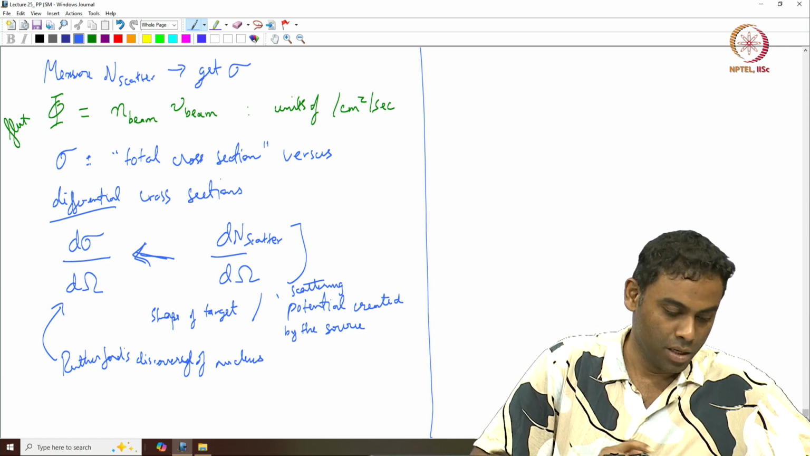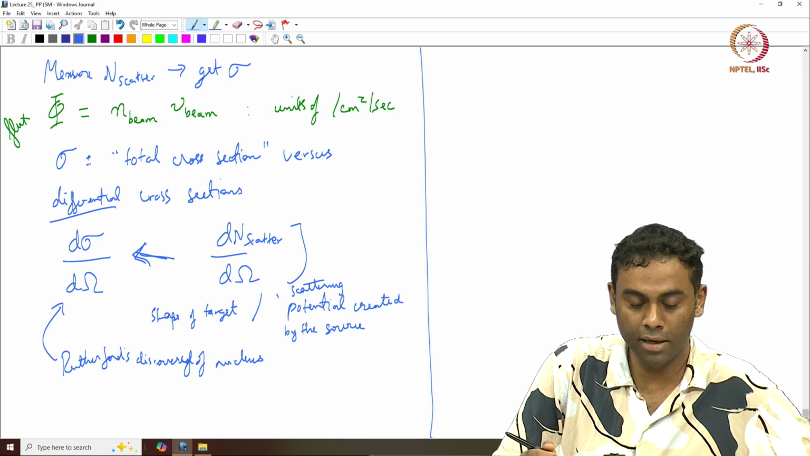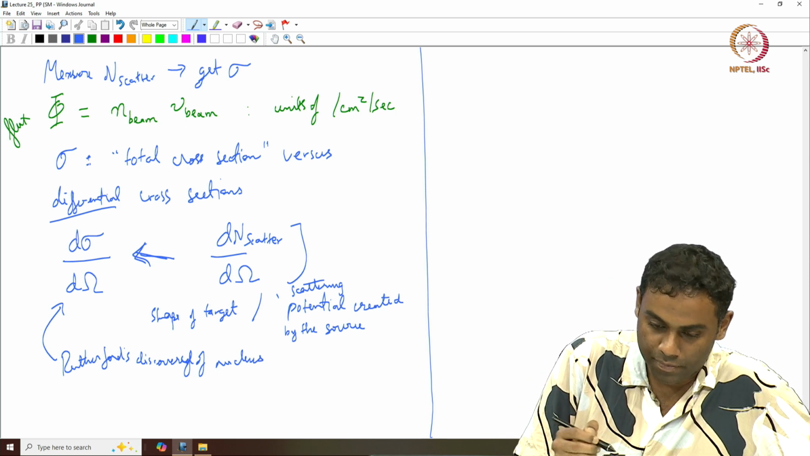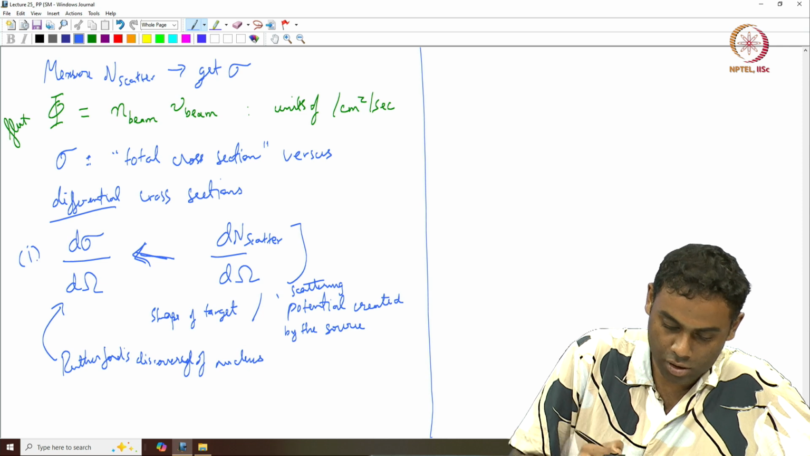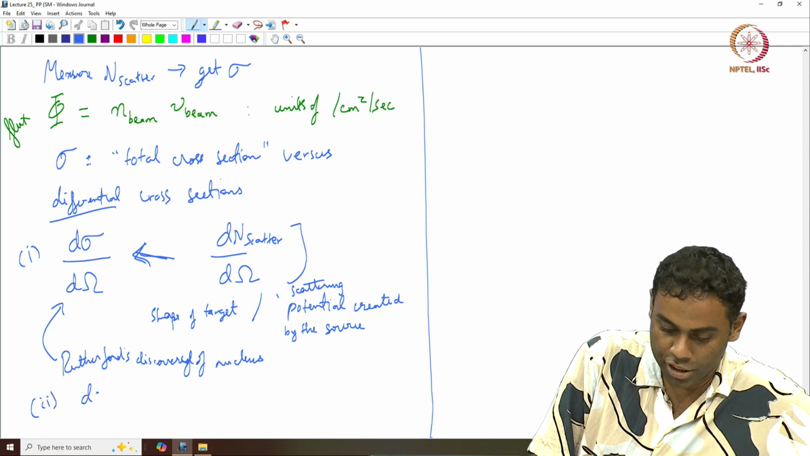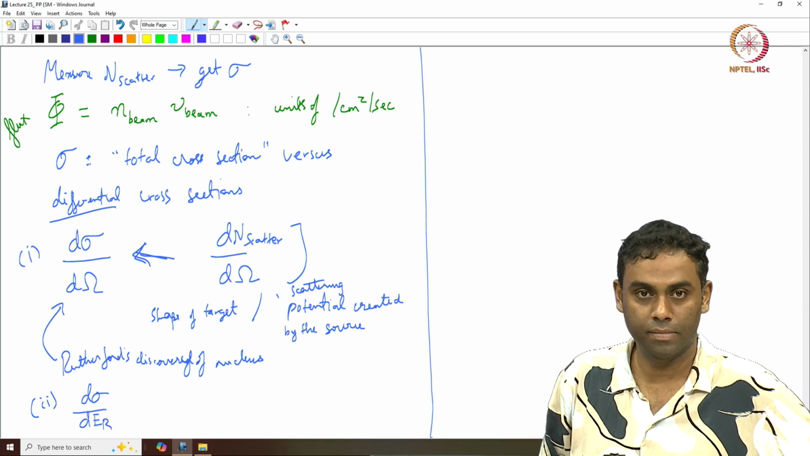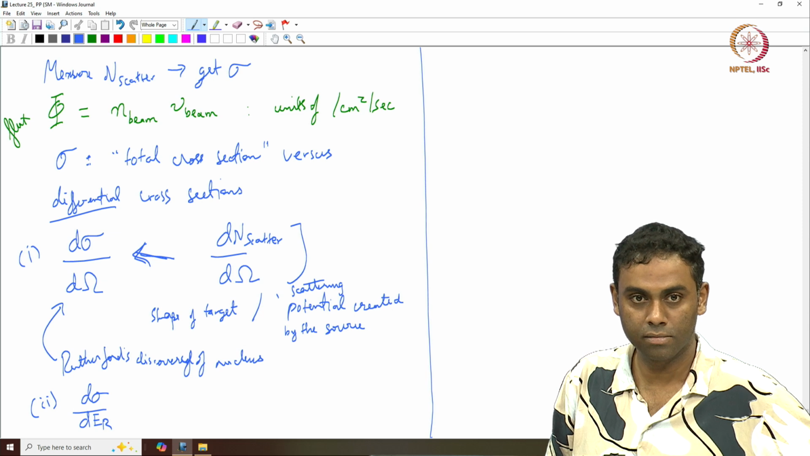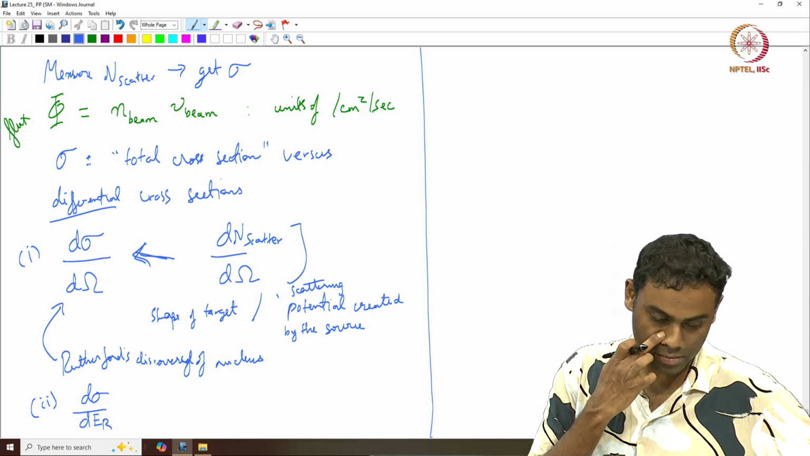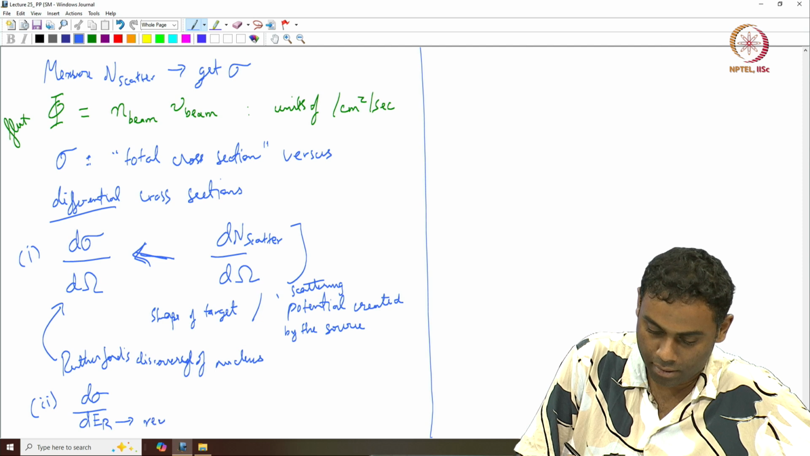Okay. So this is not the only differential that you can take. So let's call that 1. You can also look at the differential with respect to some energy. Let's say the recoil energy. That's why I'm writing ER here. The recoil energy of the target.